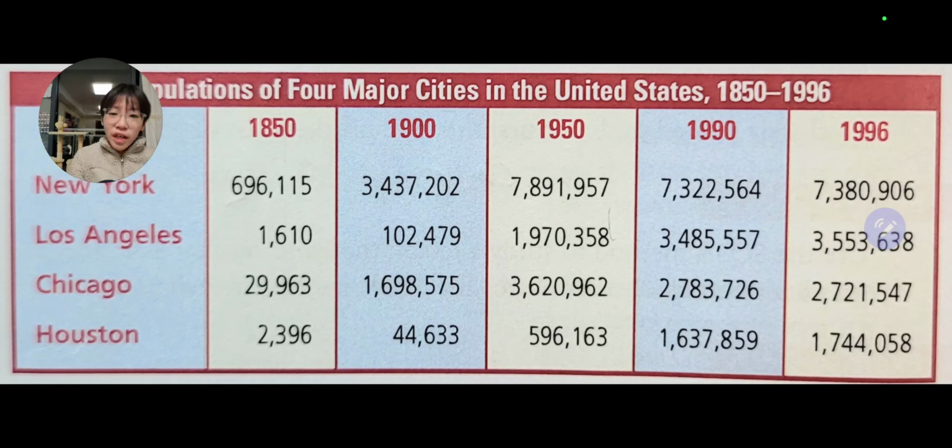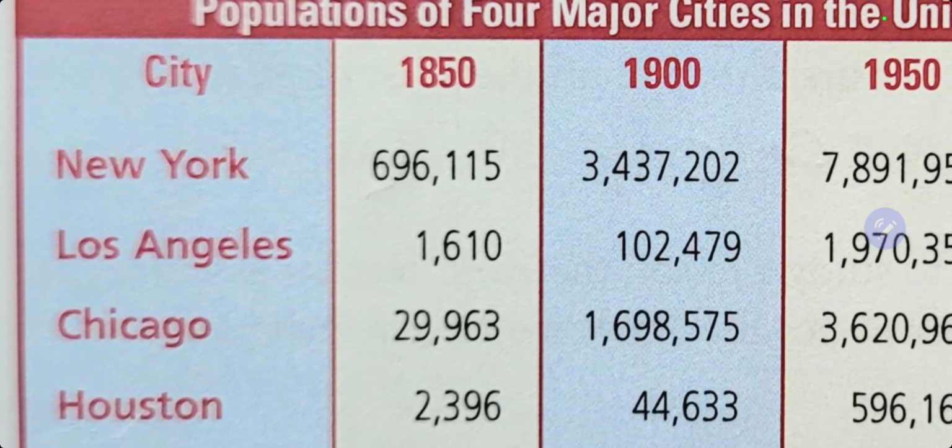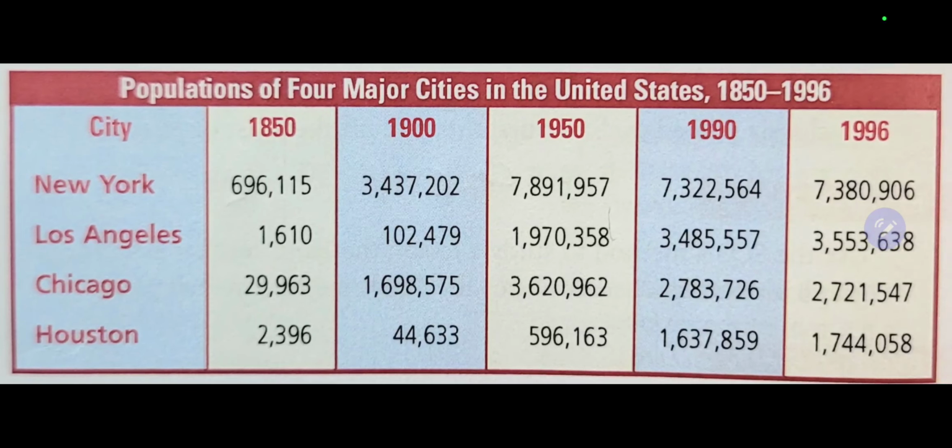First of all, there are a lot of diagrams in the world that you can use to actually compare a lot of other things too. Like you can usually read tables up to down, left to right, so that you can compare some things. Like take this diagram for example. This diagram shows the populations of 4 major cities in the United States from 1850 to 1996. And those 4 cities are New York, Los Angeles, Chicago, and Houston.